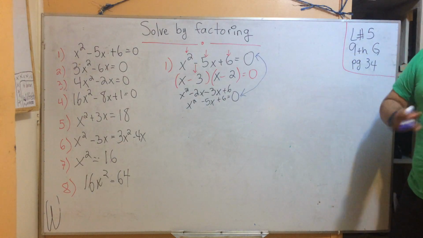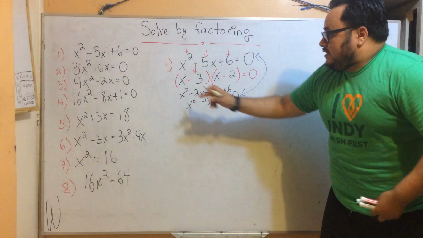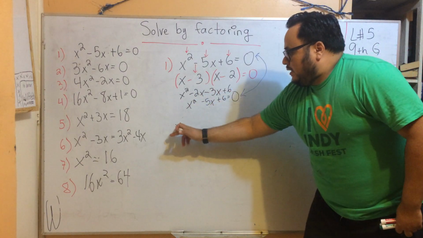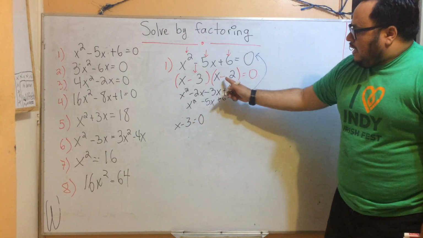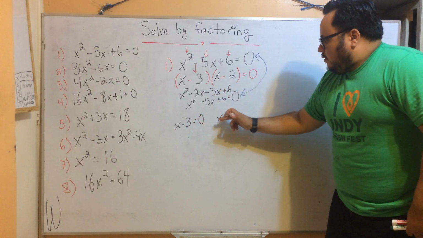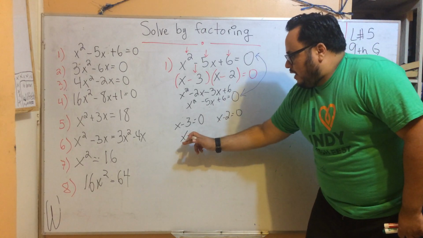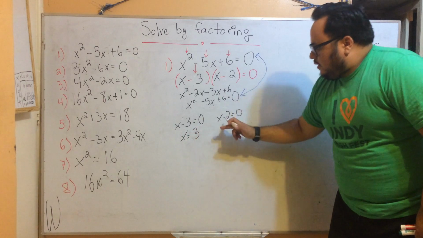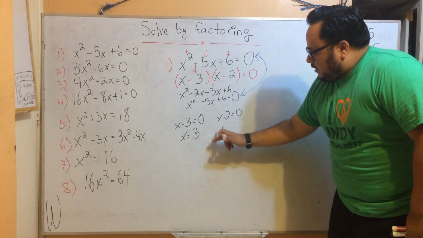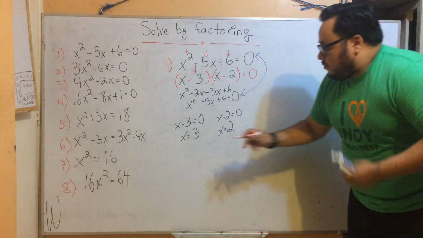Now, since we have this, what we need to do is take this term equal to 0, and this term equal to 0. So here we have x equals minus 3 to the other side, 3, and minus 2 to the other side, 2. So these are the numbers that we're looking for.